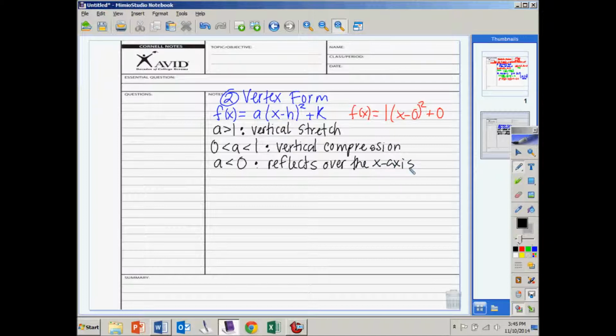We're going to stop right here for today. Tomorrow we're going to come in, have your notes out, and we're going to just keep going.